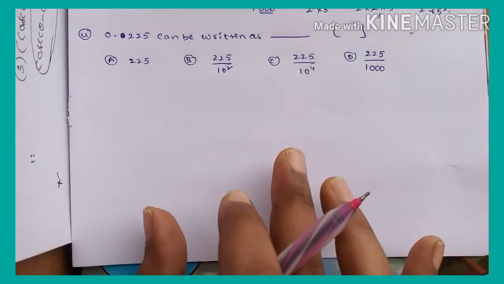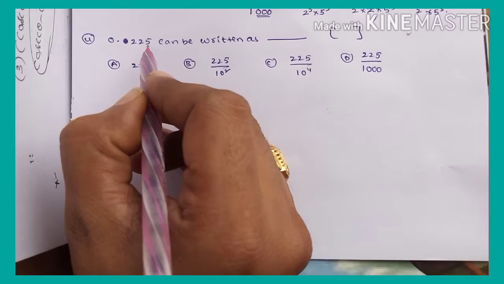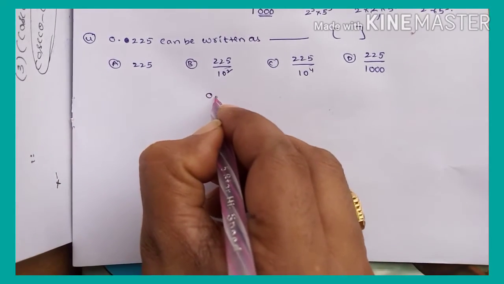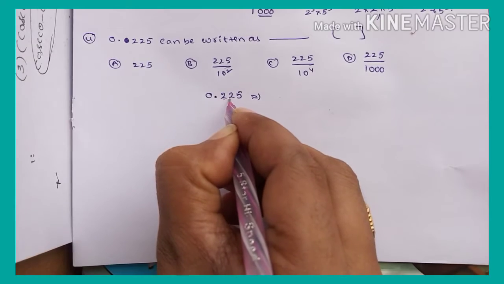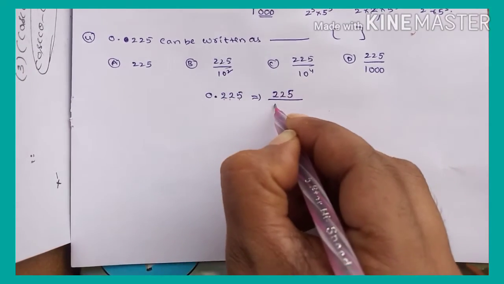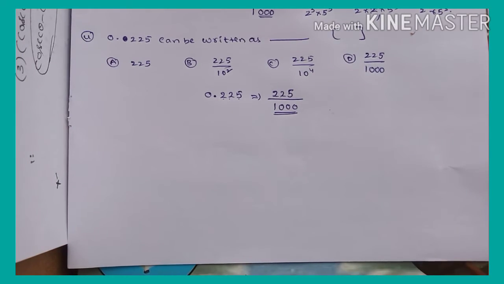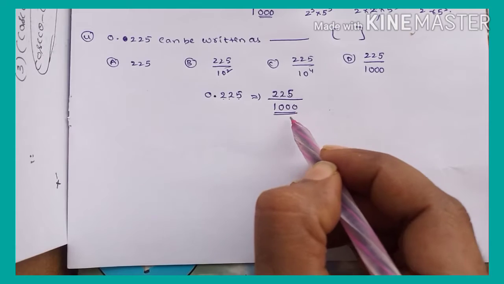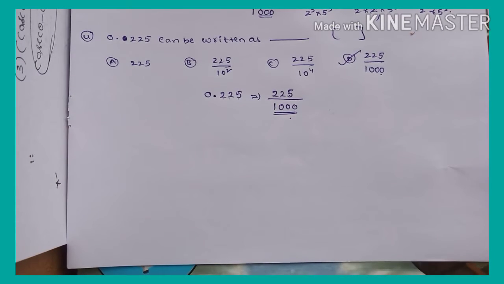Now the fourth one: 0.225 can be written as? 0.225. After the point there are 3 places, so the value is 225, and for 3 places you can write 3 zeros. So 225 by 1000, we can get the option directly here. So option D is correct.